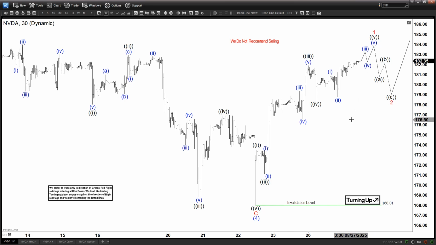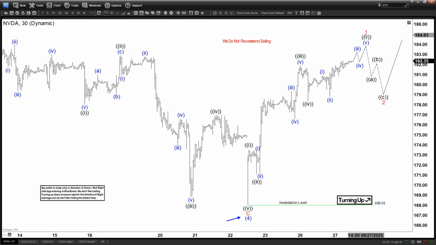Here we can see we finished wave 4 in the intermediate degree right here at 168, and now the stock has started to rally higher. So we are within wave 5 now in the blue here in the intermediate degree, and within wave 5 we are ending with 1 of 5, right? As you know, wave 5 subdivides into 5 waves, and this is the subdivision. This one in red is the subdivision of the 5 in blue. All right, so we already can count 5 waves up from here. 1, 2, 3, 4, 5.